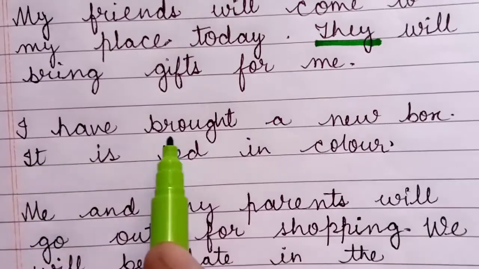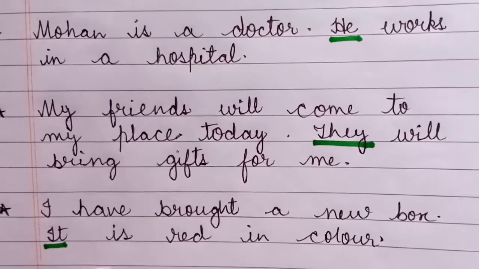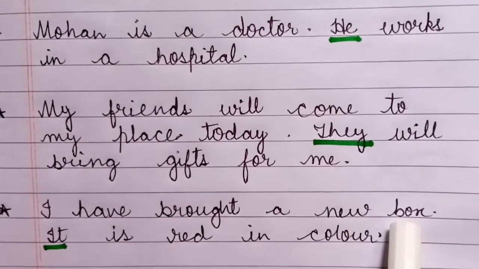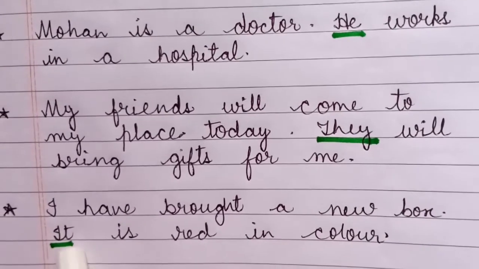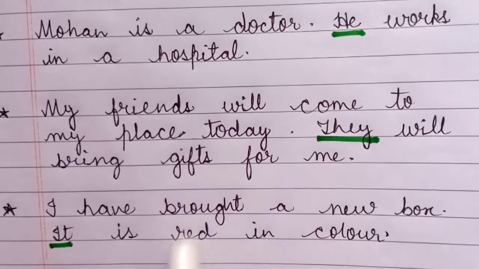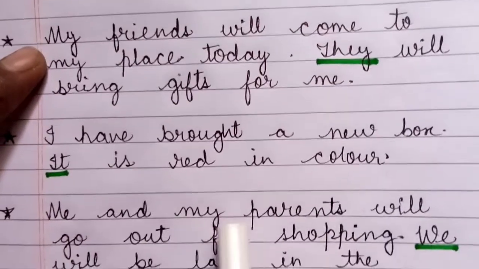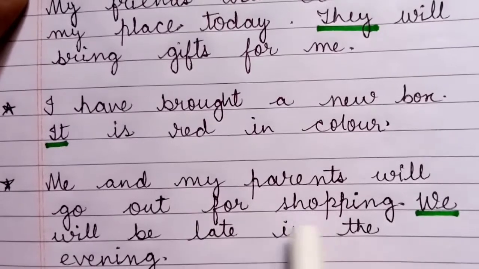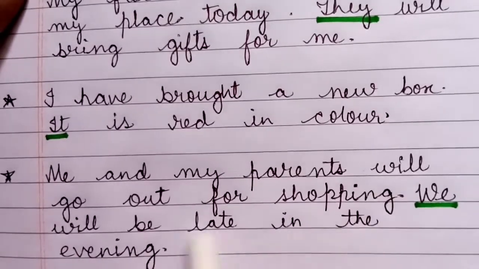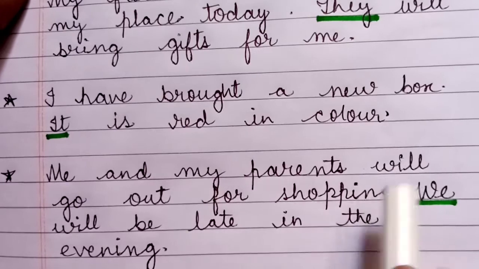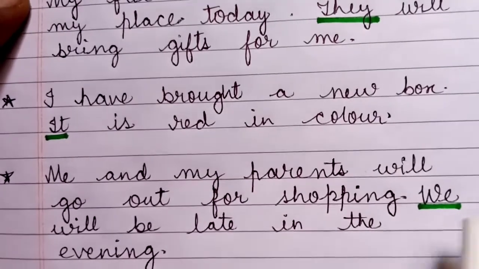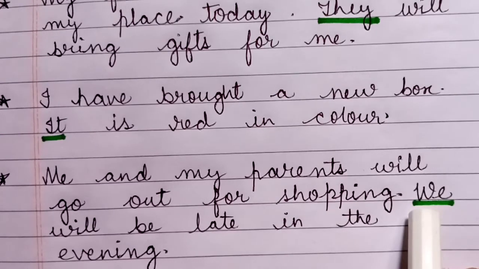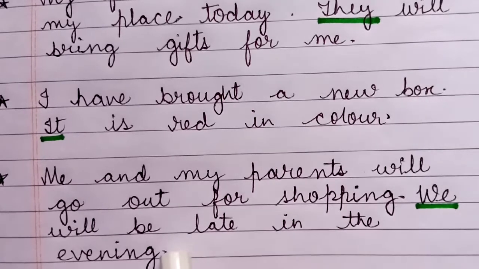Now here, I have brought a new box. Because I'm talking about a box, I'm talking about an object, so what do we use? We use it. Alright, next is: me and my parents will go out for shopping. We will be late in the evening. Why have I used we here? Instead of writing my name and my parents' names. To maintain the beauty of the sentence. Otherwise, if we repeat the names again and again, it will become very boring.